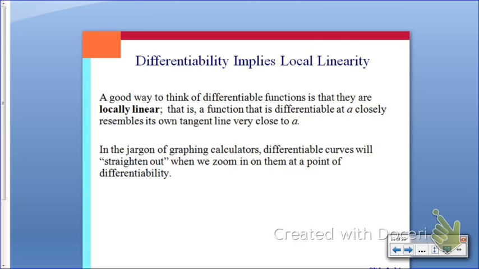A good way to think about differentiable functions is to look at what's called local linearity. That is, a function that is differentiable at a point A resembles its own tangent line very close to A. So in graphing calculators, when you put in a function, if it's differentiable at a point, it will straighten out when we keep zooming in. You zoom in, zoom in, zoom in at the point of differentiability. So if it's differentiable, it will straighten out to look like its tangent line. If it's not differentiable, it'll stay looking like a corner or a cusp.